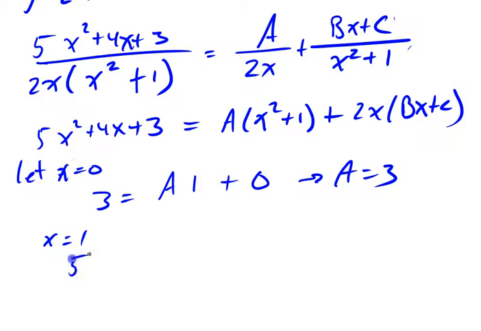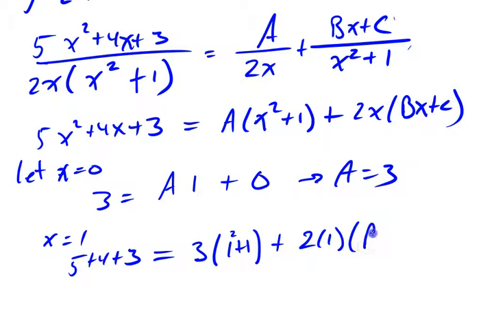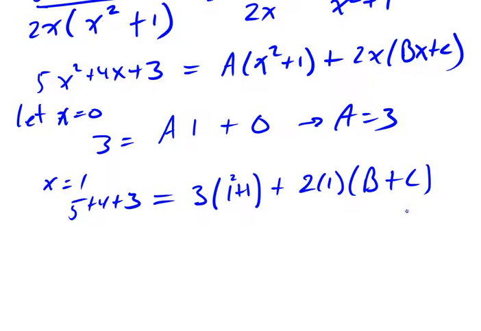So the left-hand side is 5 plus 4 plus 3. The right-hand side is A, but I've already solved for A. That's 3 times 1 squared plus 1, plus 2 times 1 times B times 1 plus C. So it looks like, let's see, I'm going to take this, actually this is 6. I'm going to pull the 6 over here. So I've got 9, 12. 12 minus 6 is 6 on this side. And I've got 2B plus 2C.